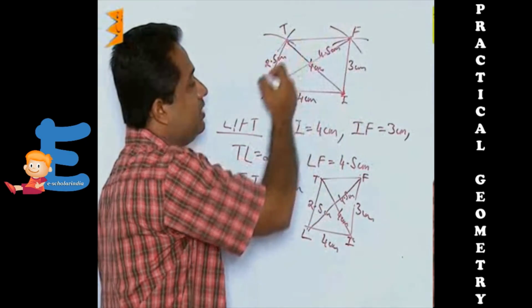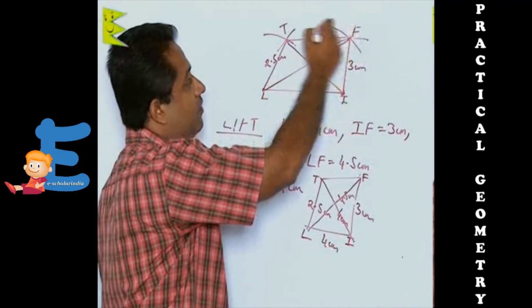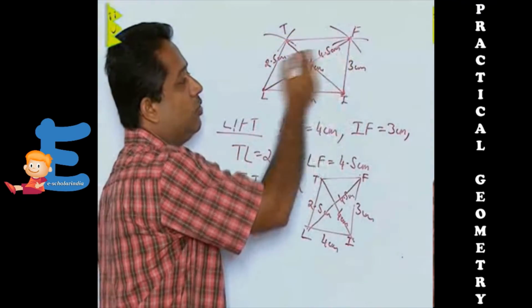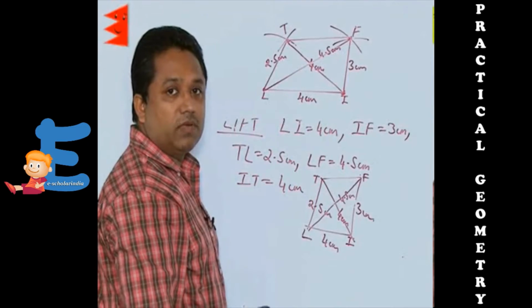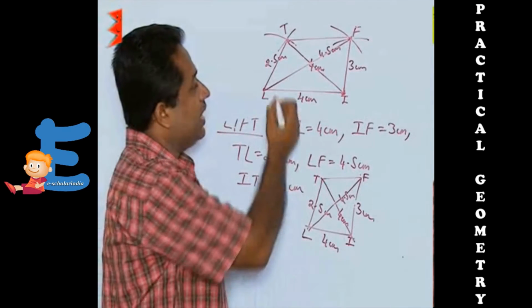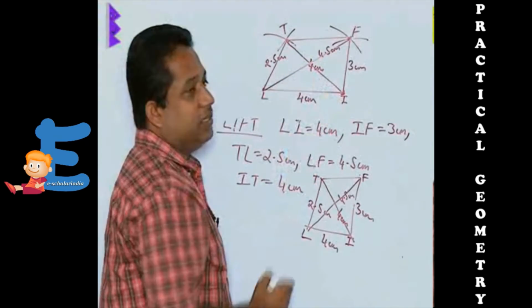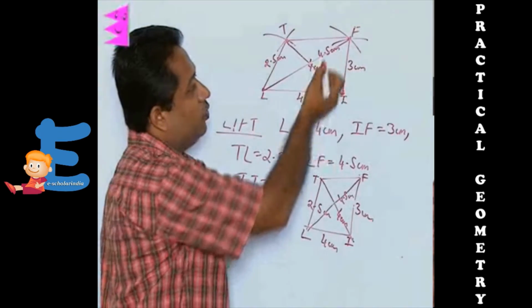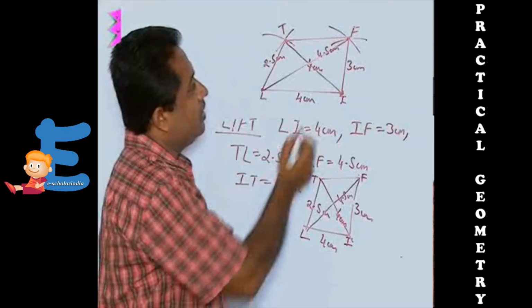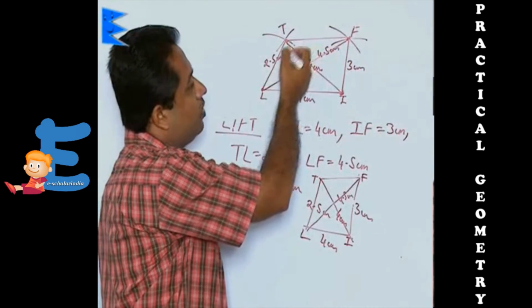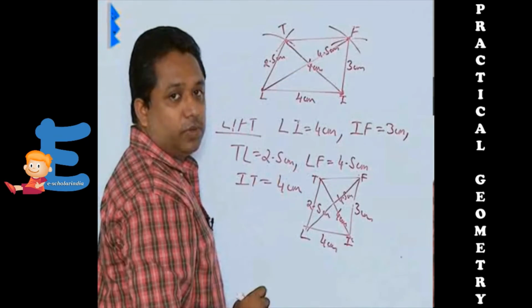Join these 4 points: LI, IF, FT, TL. So LIFT becomes the required quadrilateral. The diagonals 4.5 and 4, you can measure and see that will be equal to whatever the dimensions given here, and you can measure also all the other sides for verification purpose.